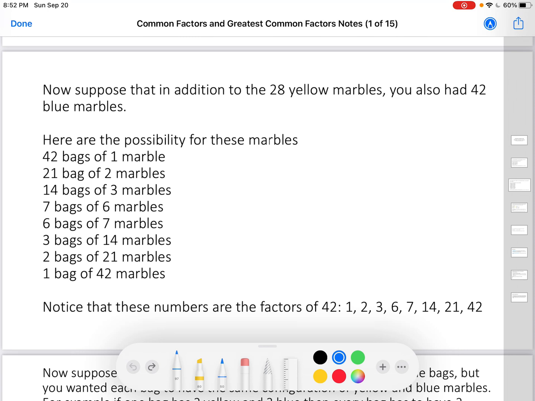42 bags of 1 marble each, 21 bags of 2 marbles, 14 bags of 3 marbles, 7 bags of 6 marbles, 6 bags of 7 marbles, 3 bags of 14 marbles, 2 bags of 21 marbles, and 1 bag of 42 marbles. Notice that these numbers are the factors of 42: 1, 2, 3, 6, 7, 14, 21, and 42. Okay.